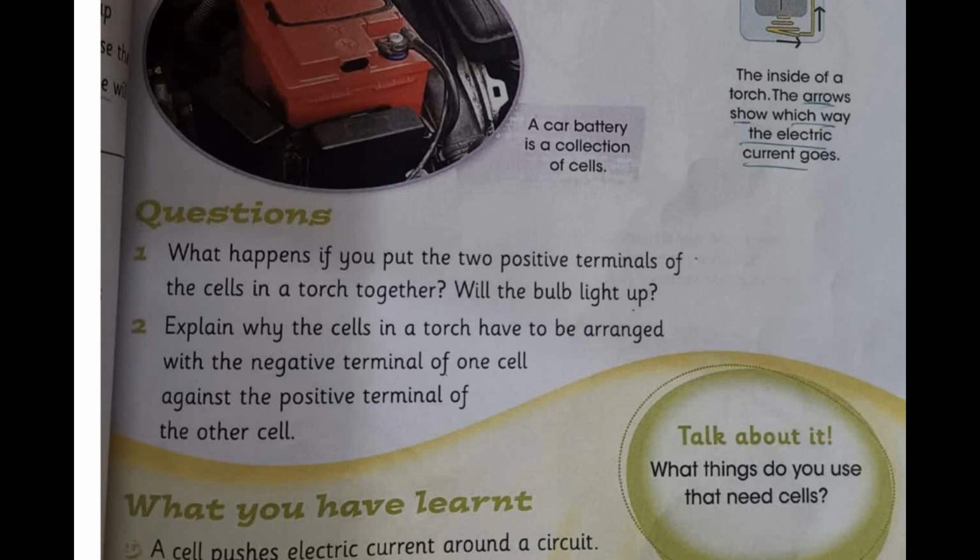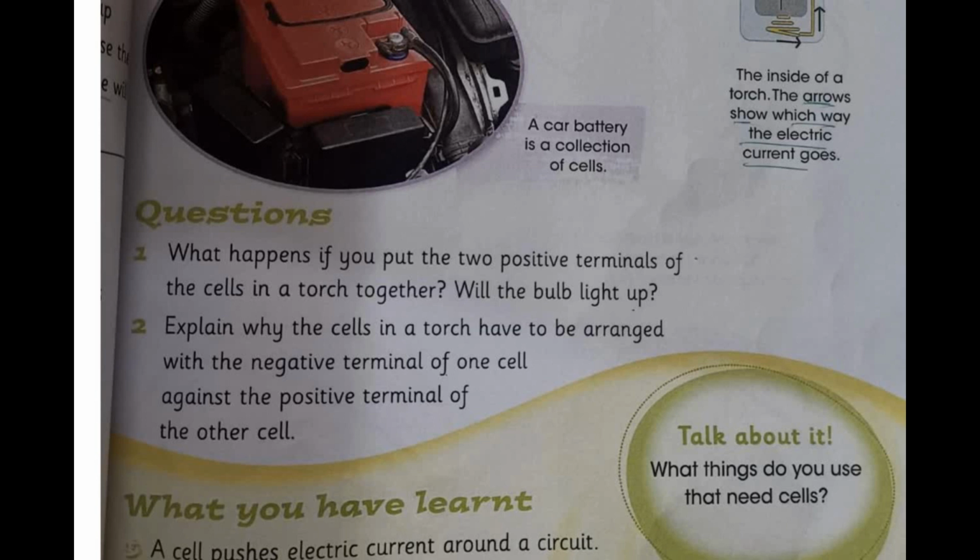Based on what we've learned so far, we know the bulb will not light up, the electricity will not work. Why? Because we have two positive sides together. We know the electric current will not happen if we put two positive sides or two negative sides together. So the answer is the bulb will not light up.